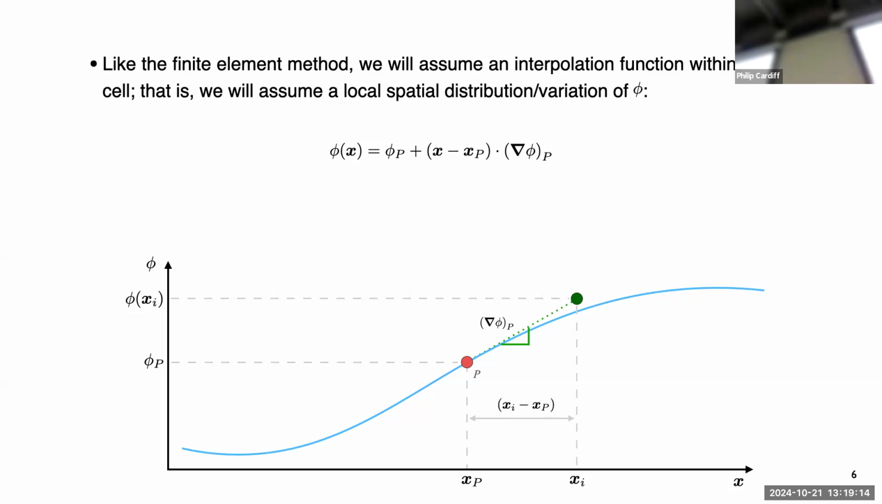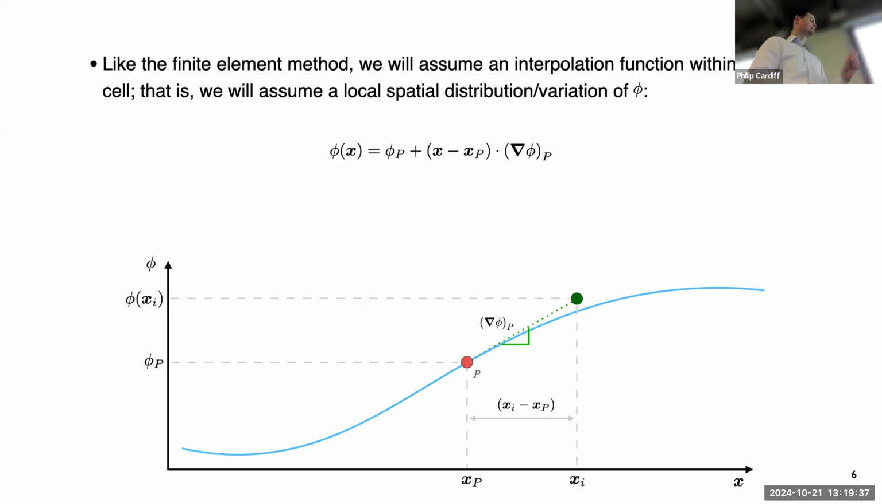So we're only using the value here and the gradient here to get a linear approximation of the function in the neighborhood of that value. You can imagine if we also added a term, x minus xp squared over 2 times the second gradient, you could add a curvature term and get even closer. And you can keep adding more and more terms to get a closer approximation.